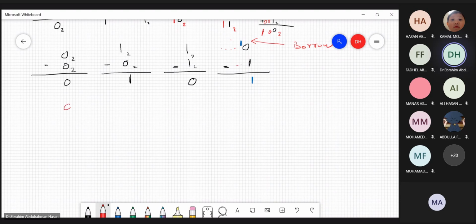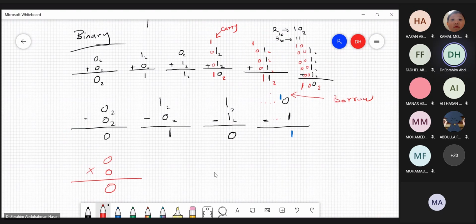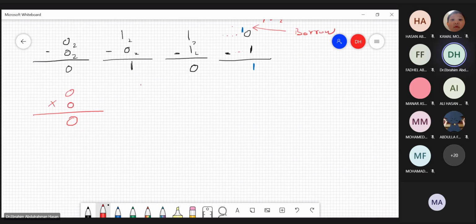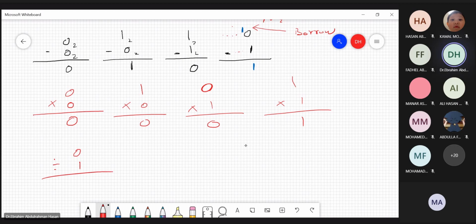Okay, similarly for multiplication, 0 multiplied by 0, it is equal to 0. Without putting 2 here, I'm talking about binary, okay, so directly. Okay, 1 multiplied by 0, it is 0. 0 multiplied by 1, it is 0. And 1 multiplied by 1, it is 1. This is easy. Okay, division. So 0 divided by 1 is equal to 0. And 1 divided by 1, it is equal to 1.